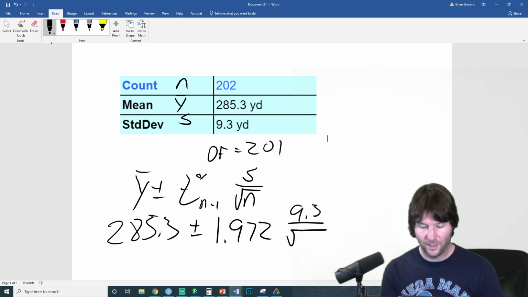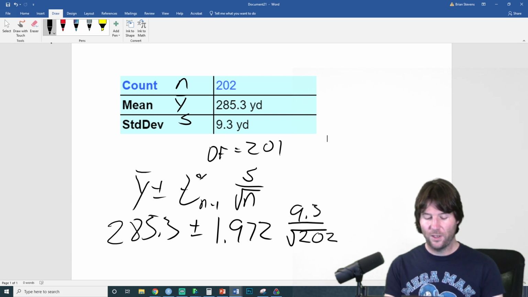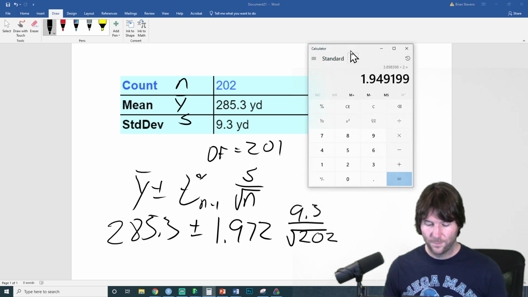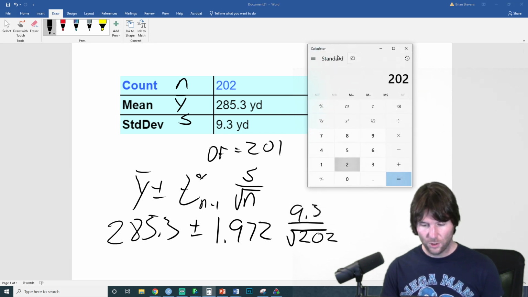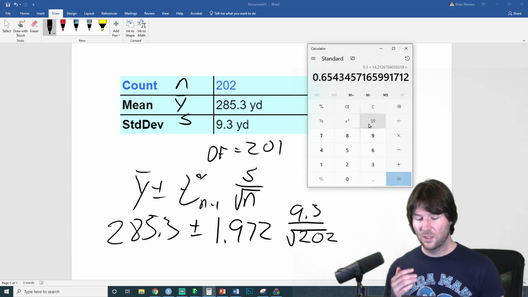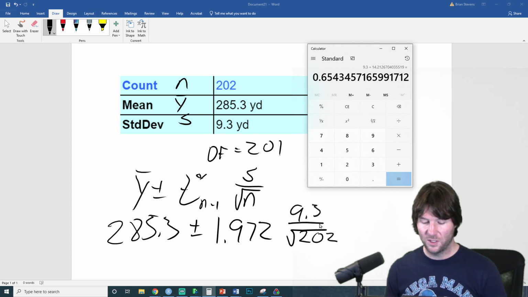And s over square root of n, so 202. So we've got all of this right here ready to solve. So, Amazon shipment. Oh, good. Package shipped. And so let's go right here and do 202 square root, and then let's take 9.3, divide by this. That is the standard error. So all I solved was this right here, which is the standard error.